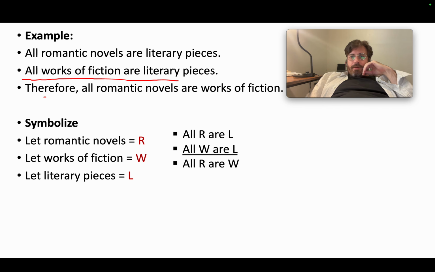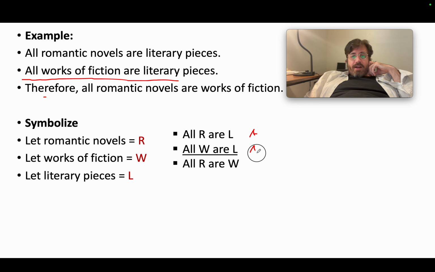Okay, you should have something like this, right? First premise should read all R are L, where R represents romantic novels and L represents literary pieces. Second premise should be all W are L, where W represents works of fiction and L is literary pieces. And then our conclusion, all R are W, where R represents romantic novels and W represents works of fiction. Okay, so this works. And again, each one of these is an A proposition.